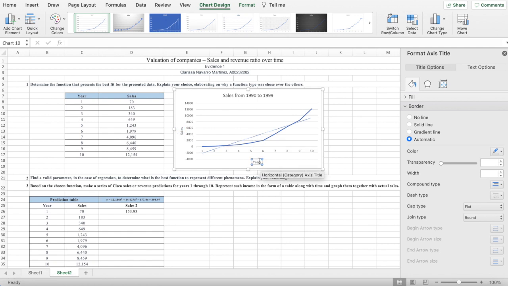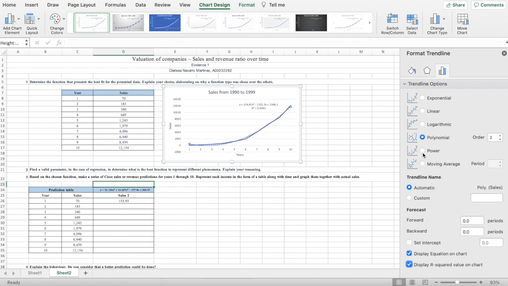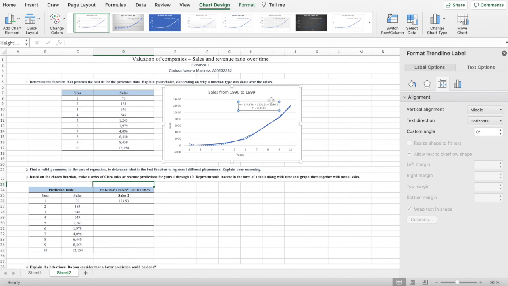And we need to add a trend line to try on which model function fits the best to our given points. In this case it is polynomial. And don't forget that to have a clear panorama, we need to add the function and R squared, which will be explained in a moment.